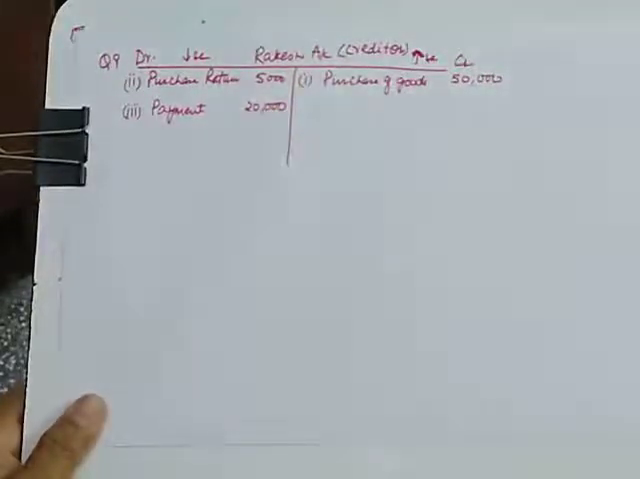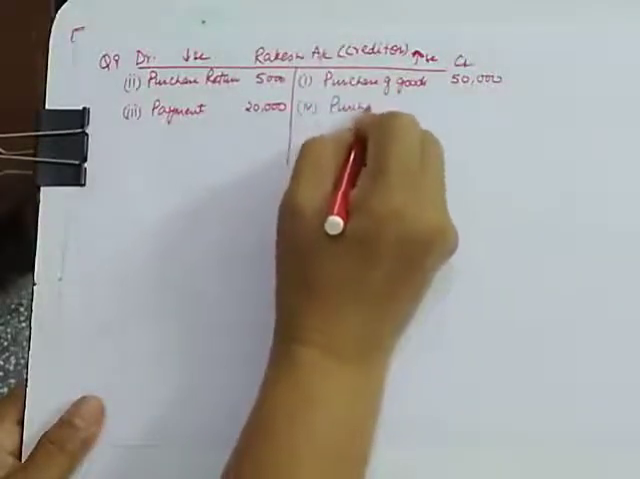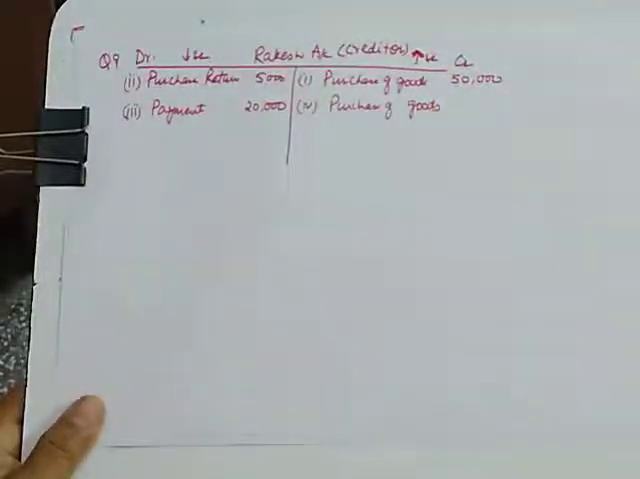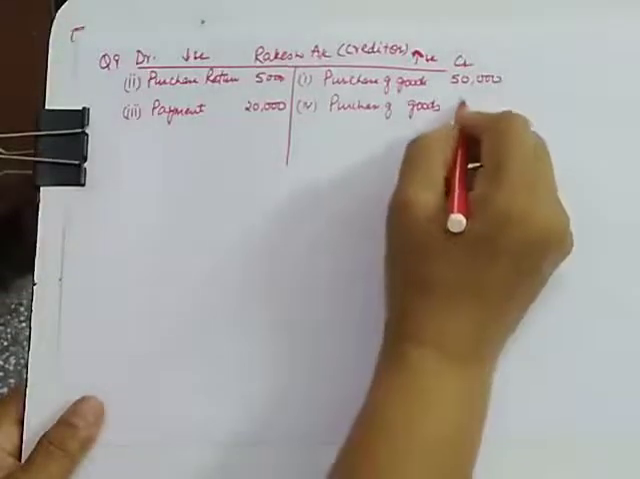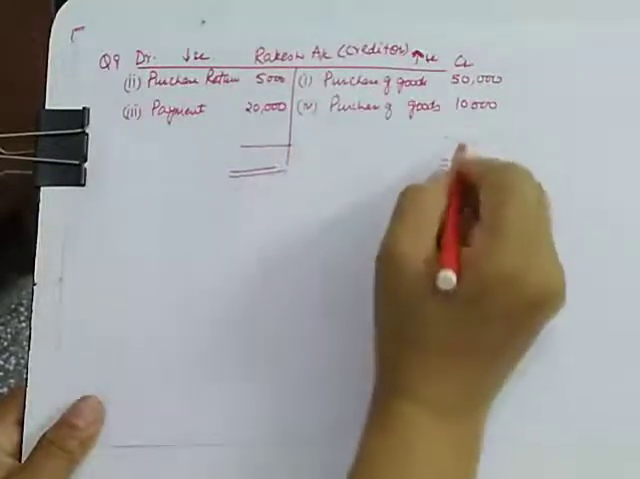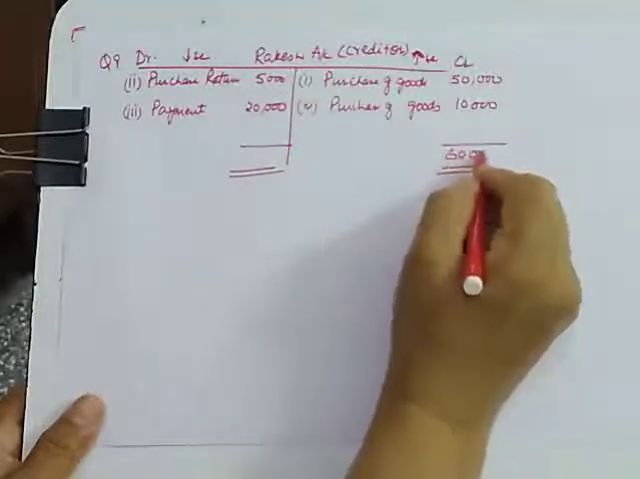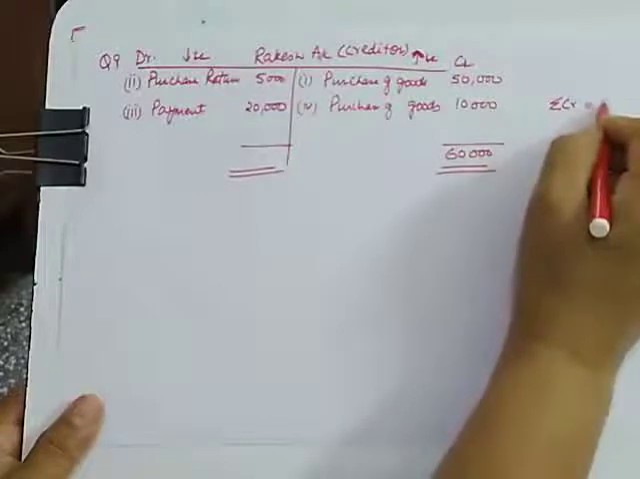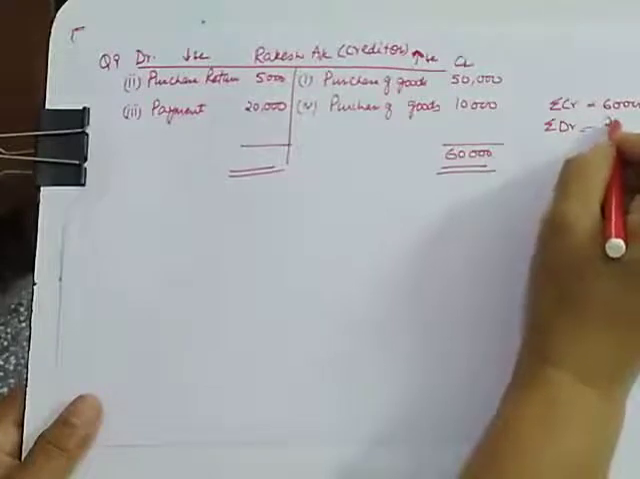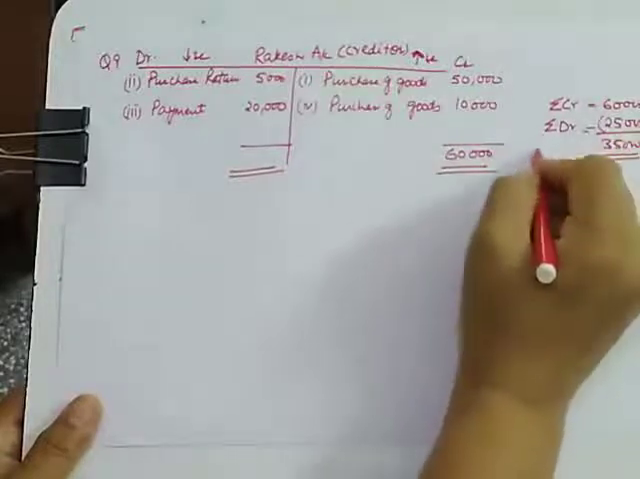Now next is purchase of goods from Rakesh on credit. Now again you are buying further purchases. Further purchases are 10,000. And now it's time for balancing. Through observation, you can observe that this side is higher and the total of this side is 60,000. So sigma credit side is 60, while sigma debit side is 25,000. So the balancing figure will be 35. This is my balancing figure.